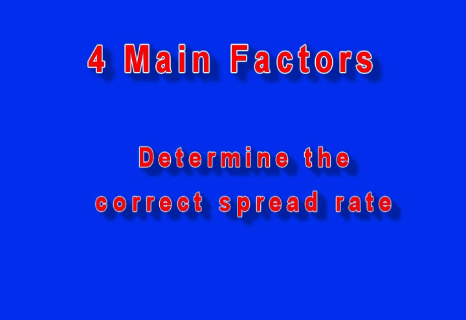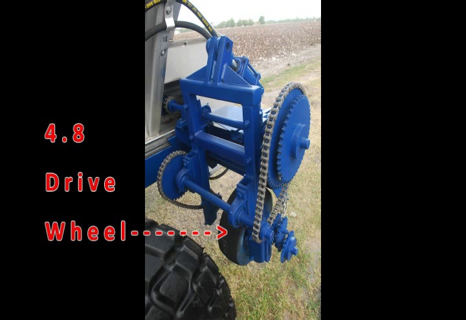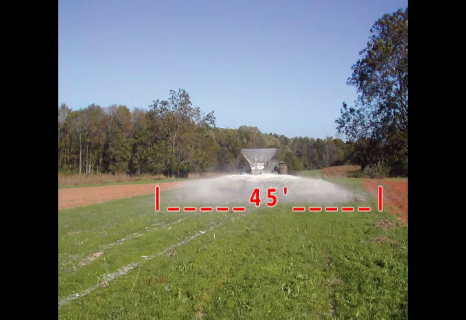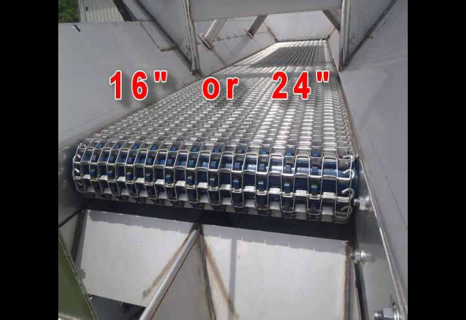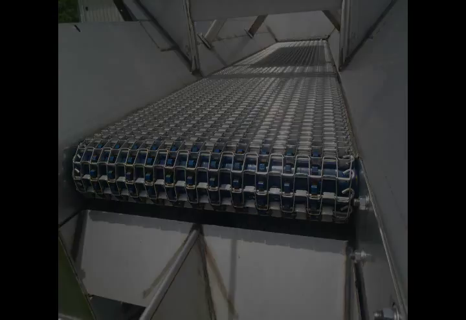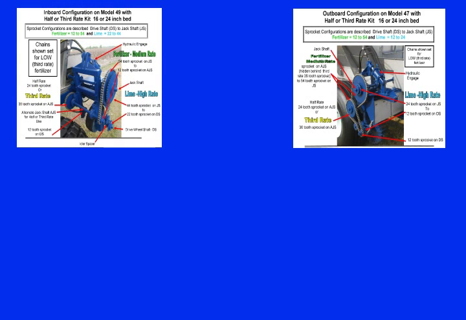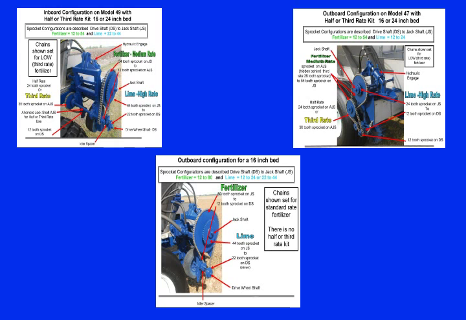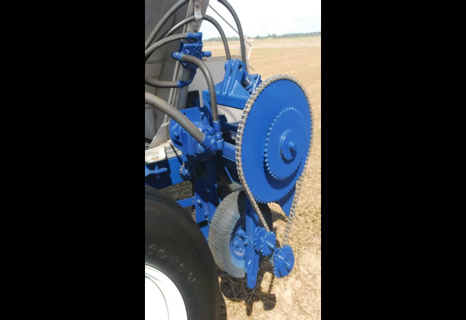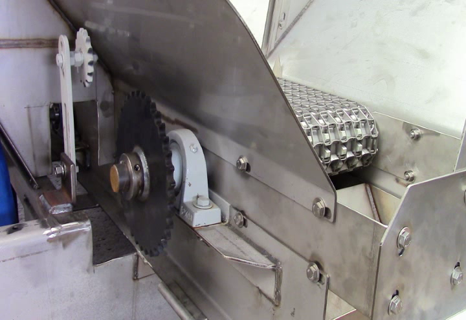There are 4 main factors that affect your spread pattern: your drive wheel size, your swath, your conveyor width, and your sprocket ratio. There are many different sprocket ratios. To determine your sprocket configuration, start at the drive wheel, go to the jack shaft, then to the rear roller.